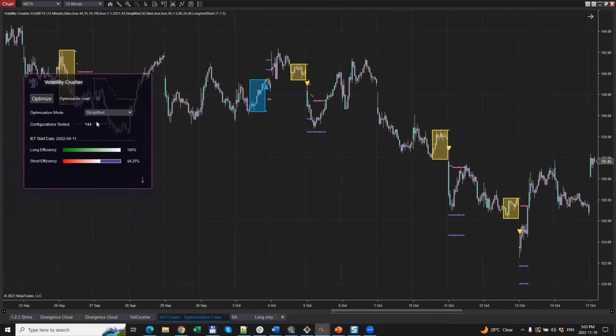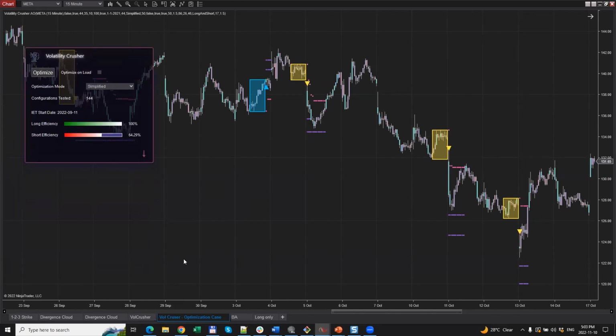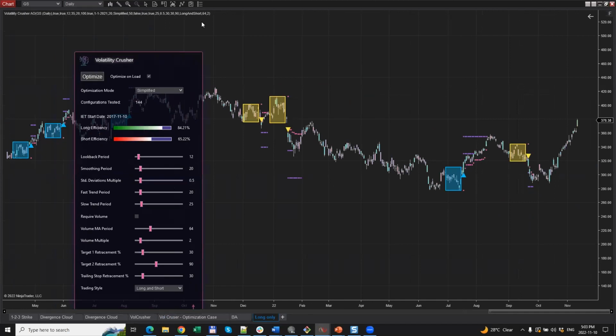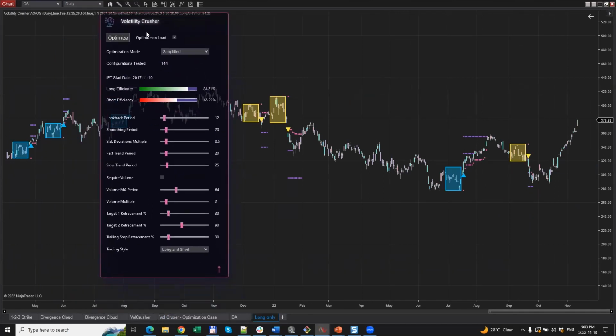And the way this optimization works, it will always try to find the best average statistics, so long and short trades taken together. This is by default. But it doesn't have to be like this. So let me switch over to another example. Here we have Goldman Sachs on the daily time frame. And we can see here that our long efficiency is at 84% and short efficiency is at 65%. But perhaps I'm an investor.